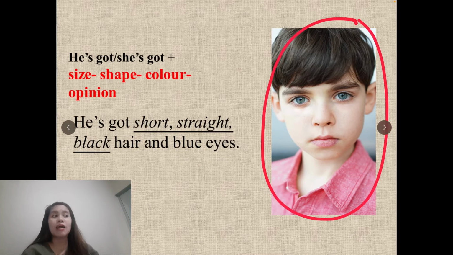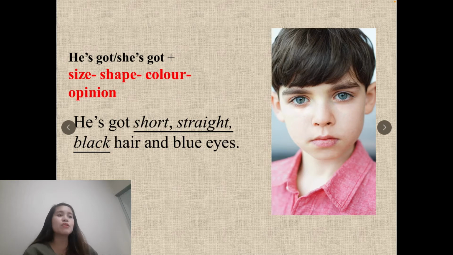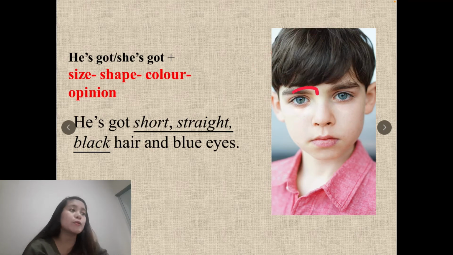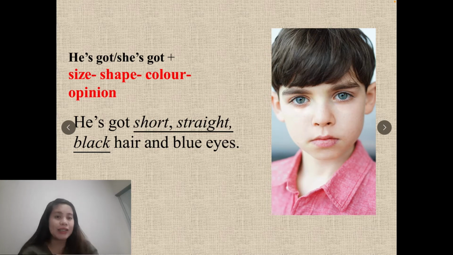Okay, next we have the same, and this time it's a boy. So we will describe the boy's appearance using size, shape, and the color. So we can say he's got short, straight, black hair, and blue eyes. Okay, you can see short, straight hair, and it's black color. And also for the eyes, it is blue eyes. Okay, so that is when you describe using a simple sentence structure with the hair and the eyes.